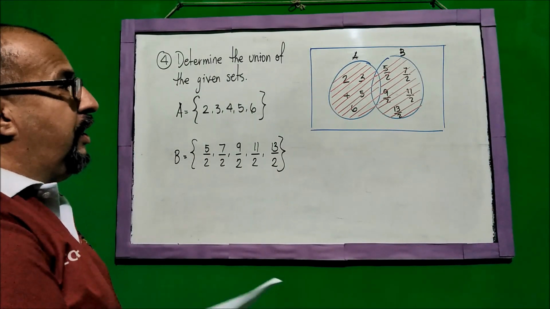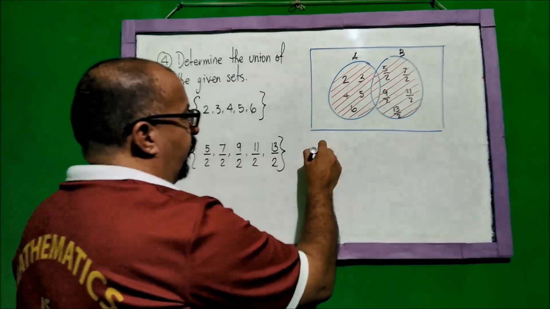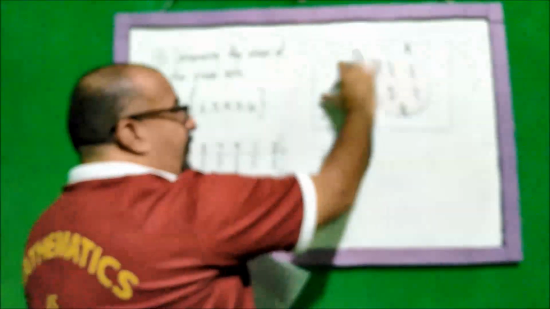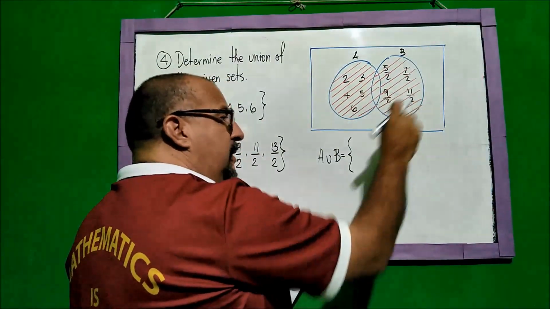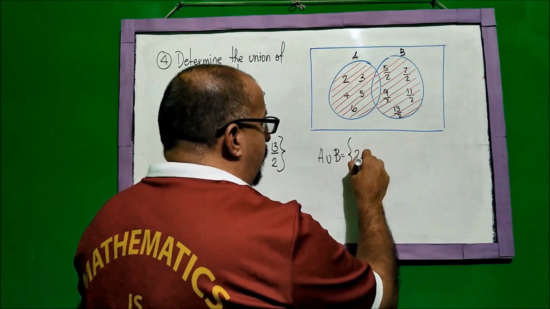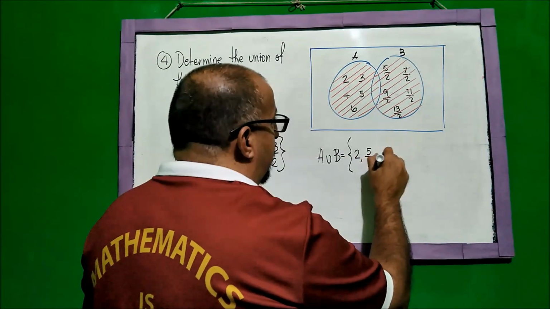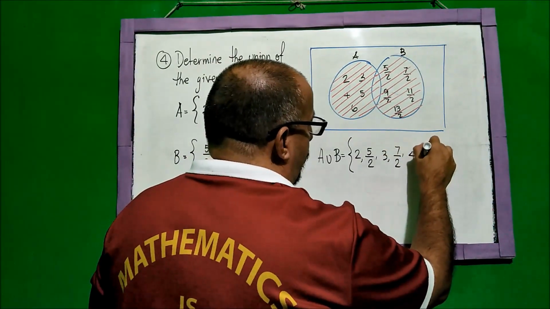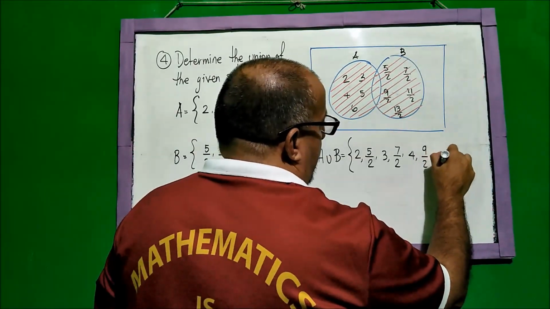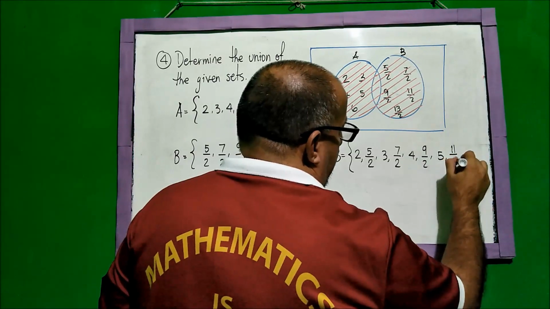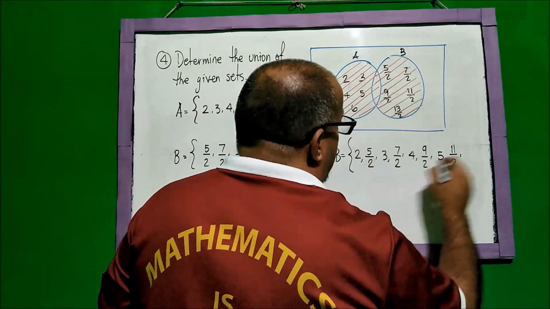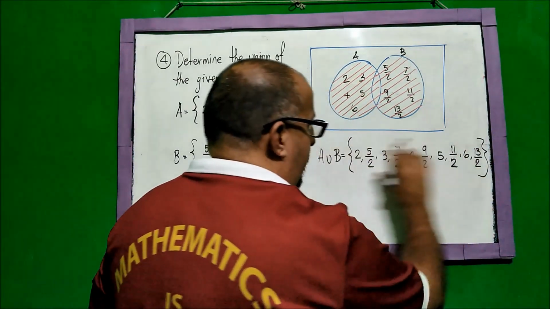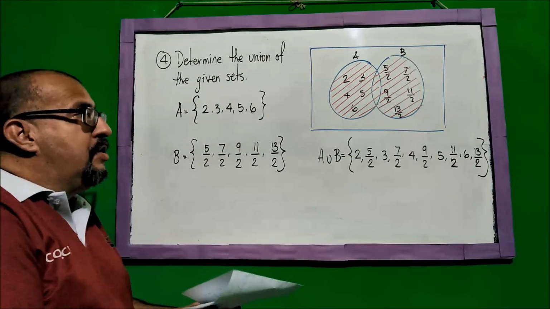So basically, what we call in here A union B will be the following set. All the values of A and all the values of B. And in this case, I'm going to write them in the correct order. So I'm going to have 2, 5 halves, 3, 7 halves, 4, 9 halves, 5, 11 halves, 6, and 13 halves. And in here you have all the elements that belong to the union of A and B.